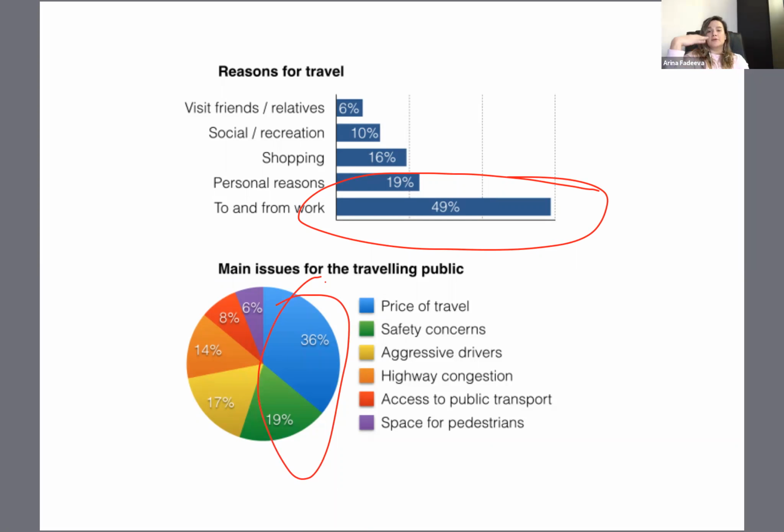For example, people traveled mostly from, I guess it's some kind of year because we don't have a task here. All right, let's suppose this data was taken in the past. Like the majority of people commuted to and from work. However, the main problems were the price of travel and safety concerns, or you can just only say about the cost of travel. Just mention the big numbers in your overview and it's going to be good.